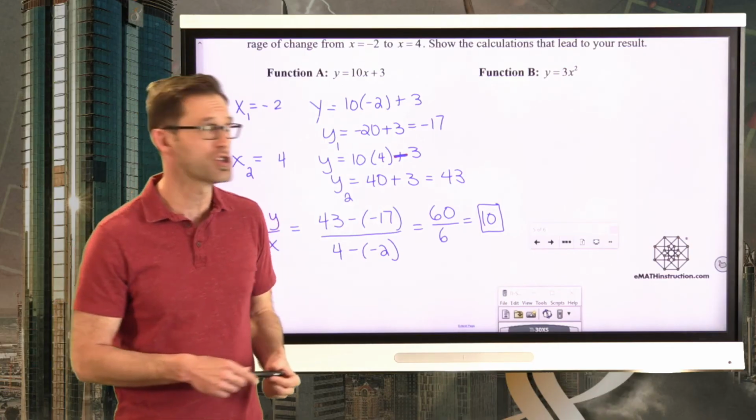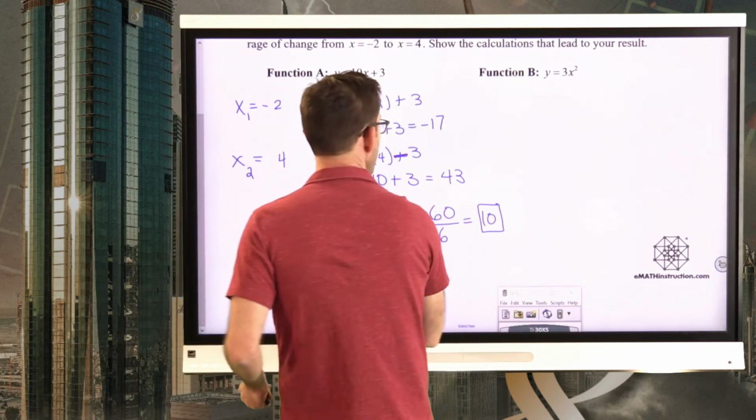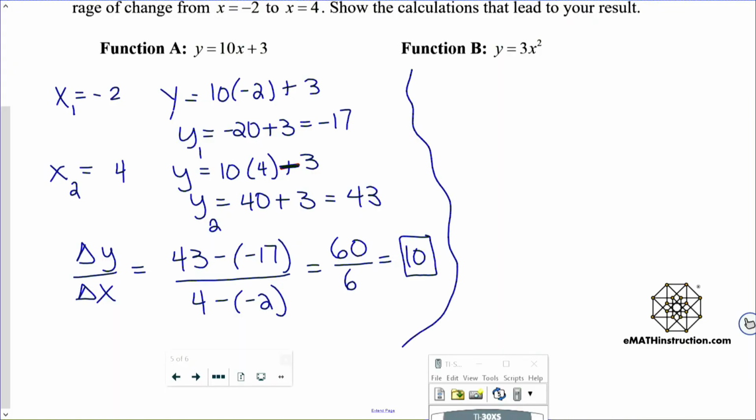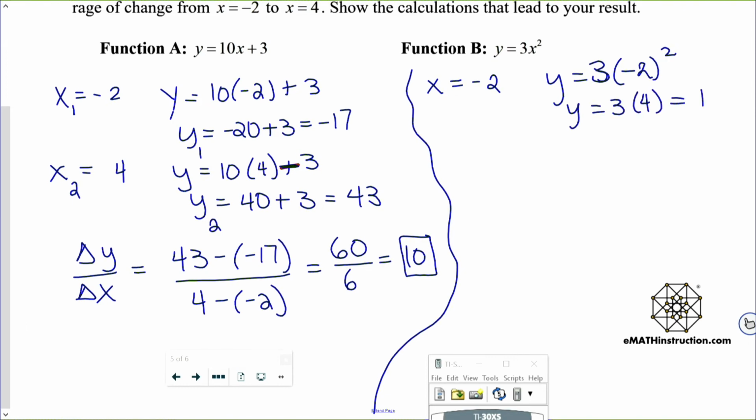All right, let's go through function B. Let me just kind of move this out of the way. So I'll give myself a little extra space here. When x is equal to negative 2, my y is going to be 3 times negative 2 squared. That's going to be 3 times 4, which is 12. When x is equal to positive 4, my y is going to be 3 times positive 4 squared. That's going to be 3 times 16, which is 48.